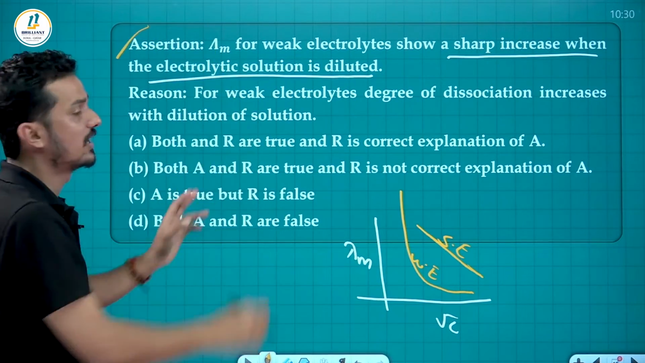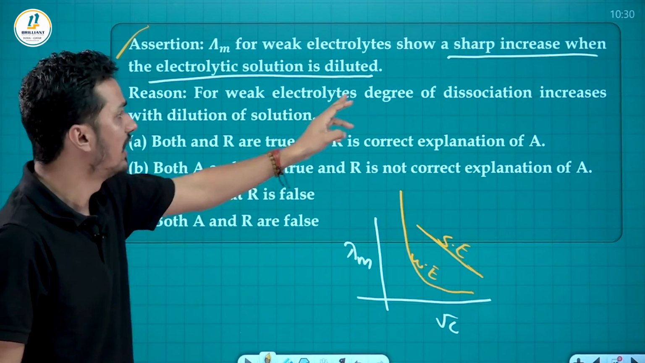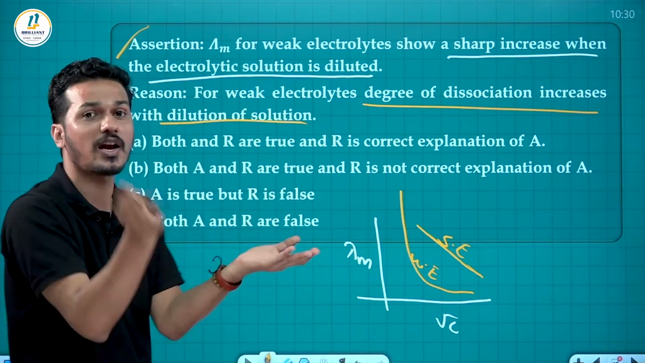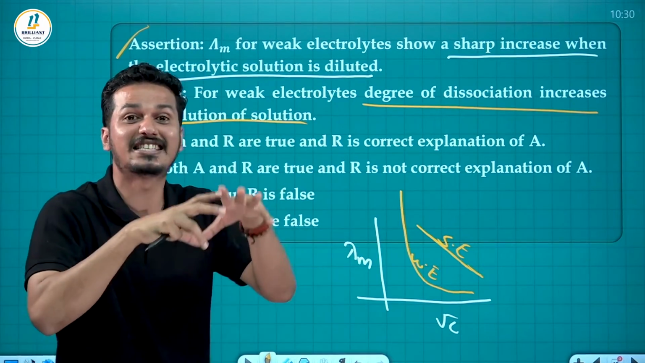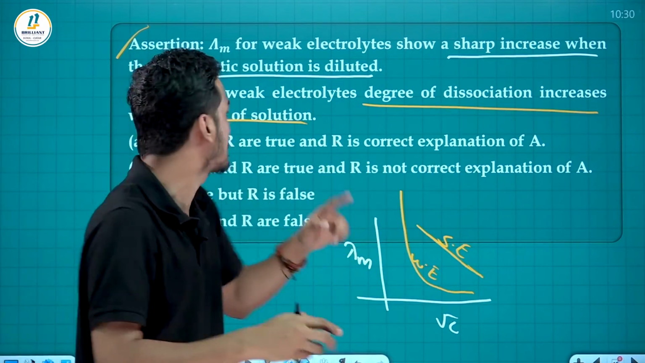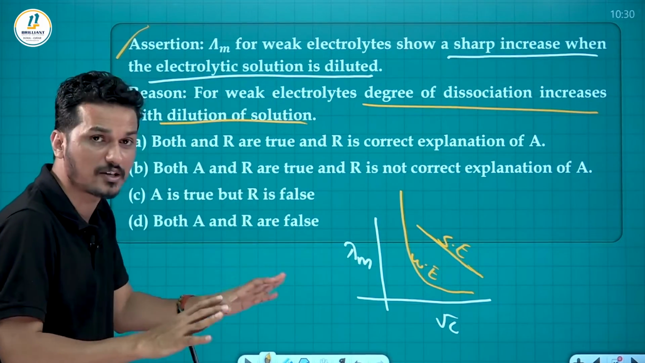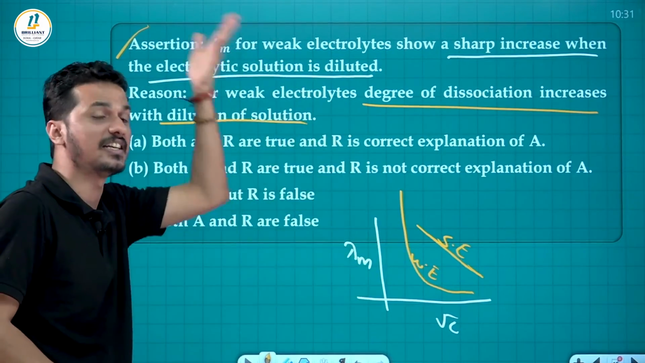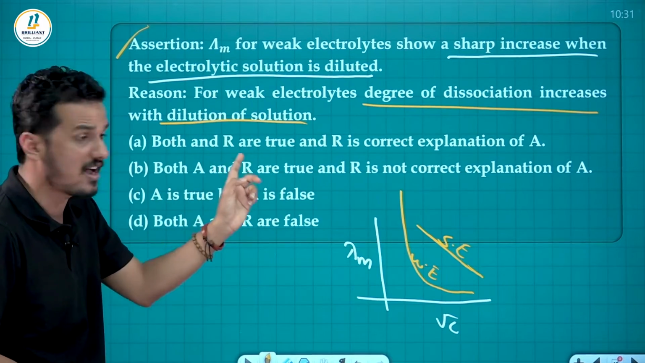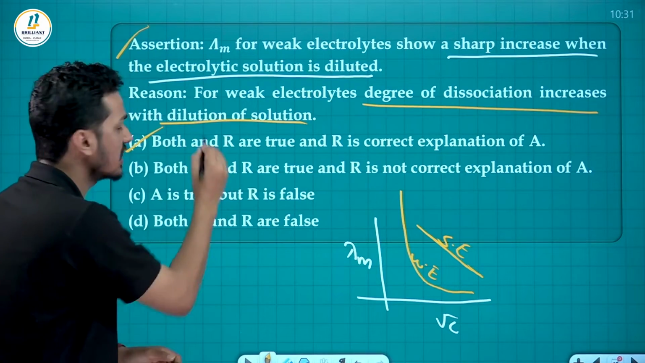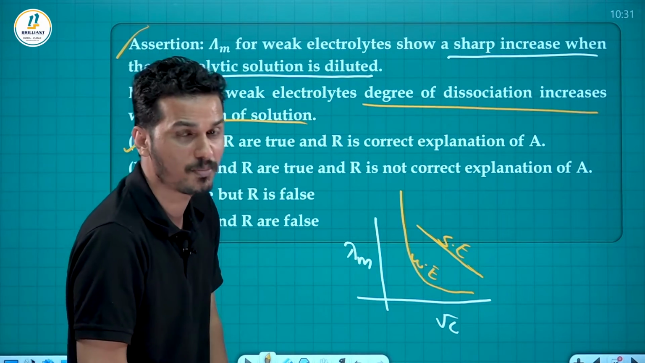Reason: for a weak electrolyte, the degree of dissociation increases. That is correct. While you are adding water, its degree of dissociation increases, so the reason is also correct, and that is why it suddenly increases. So option A: both A and R are true, and R is the correct explanation of A. Option A is the correct answer. I hope you guys got it.